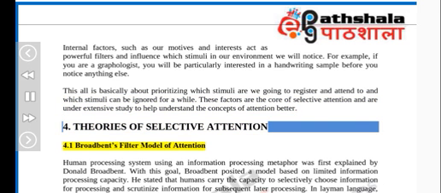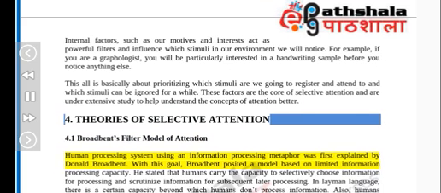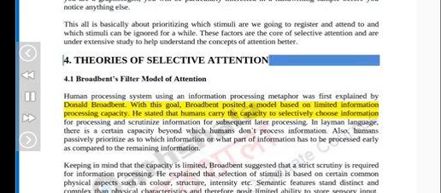4.1 Broadbent's filter model of attention. The human processing system, using an information processing metaphor, was first explained by Donald Broadbent. With this goal, Broadbent posited a model based on limited information processing capacity. He stated that humans carry the capacity to selectively choose information for processing and scrutinize information for subsequent later processing. In layman's language, there is a certain capacity beyond which humans don't process information.